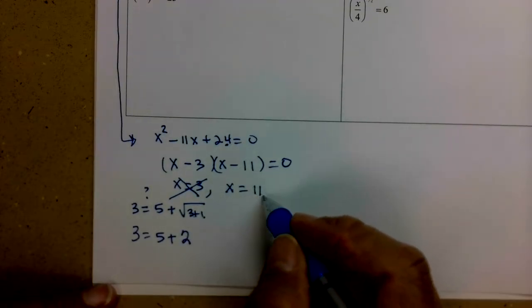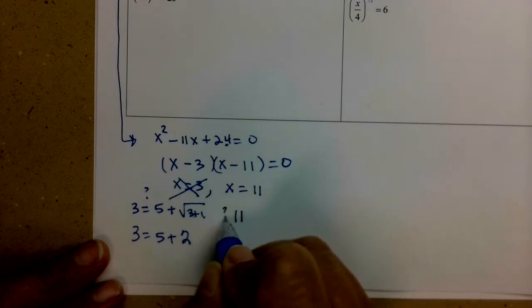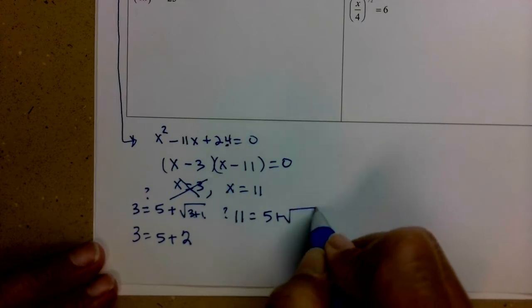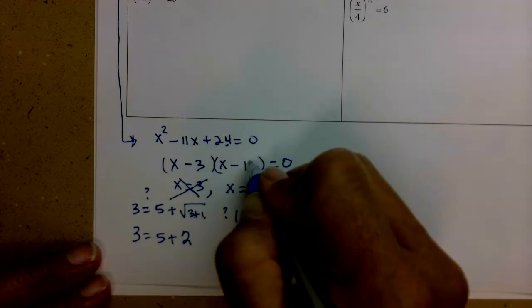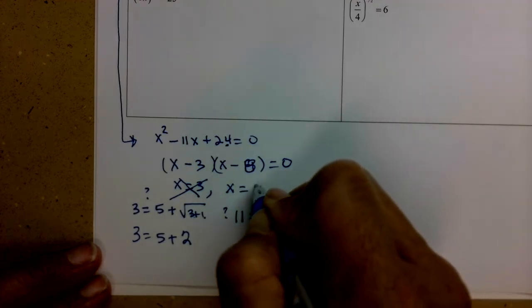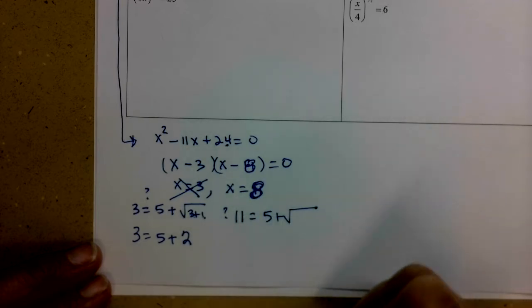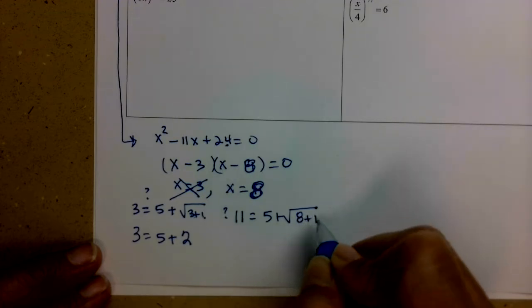Okay, let's check the next one. So 8, does 8 work in the original? So is 8 equal to 5 plus the square root of... oh, I said 11. Thank you, Angela. It's 8. It's like I'm not getting something that's a perfect square. Thank you, guys. You should have shouted louder. 8. I can factor. Square root of 8 plus 1.